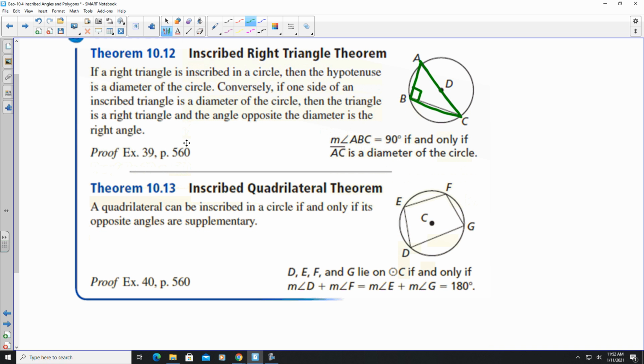The other theorem below is about an inscribed quadrilateral. When you have a quadrilateral that's inscribed, they're telling you that the opposite angles are supplementary. So D and F are opposite angles in this case, and E and G are opposite angles in this case. So if you were to add up those two angles, their results are supplementary, which means they're going to add up to 180 degrees.